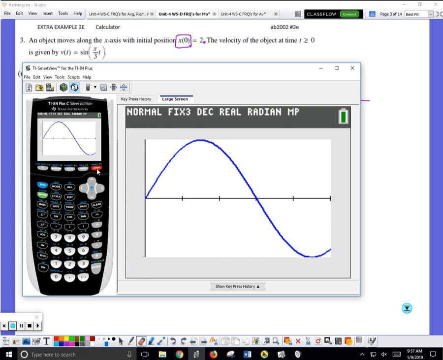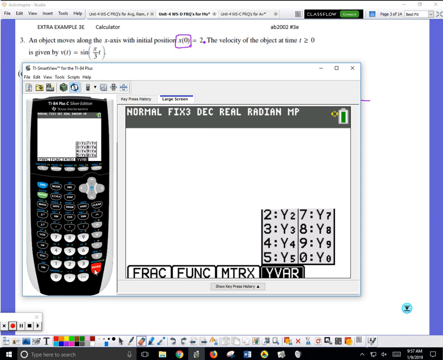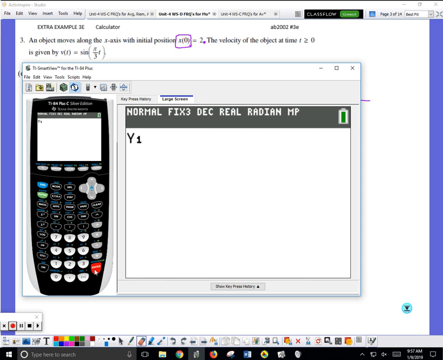Okay, here's something most people have not seen before. Go second quit, back to the main screen. The velocity is in y1. So alpha F4, choose y1. Okay, we're trying to find out if the particle is speeding up or slowing down at time equal 4. So I'm going to type parenthesis, time equal 4, close parenthesis, enter.